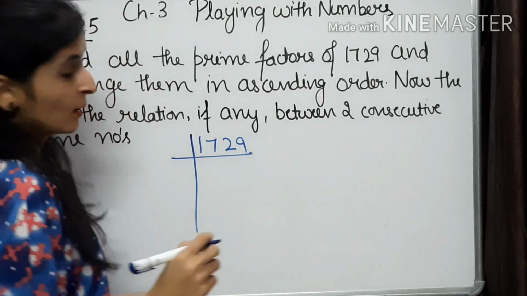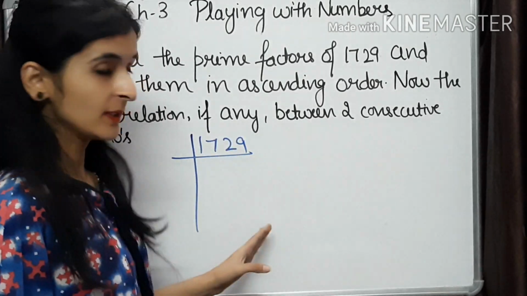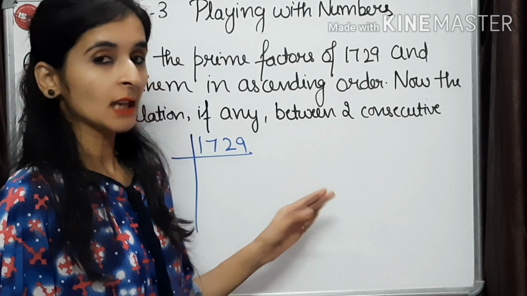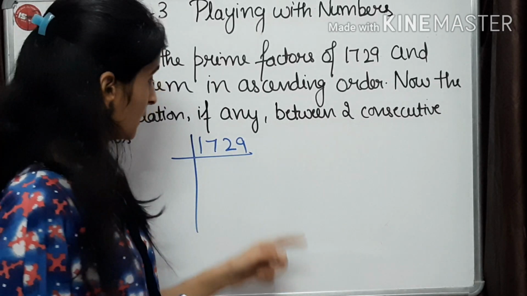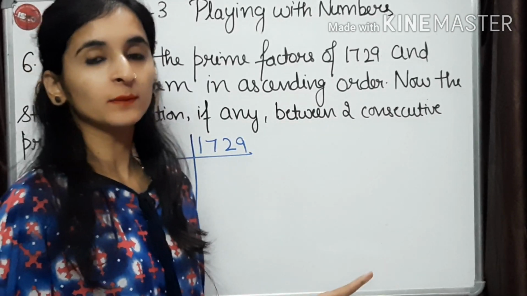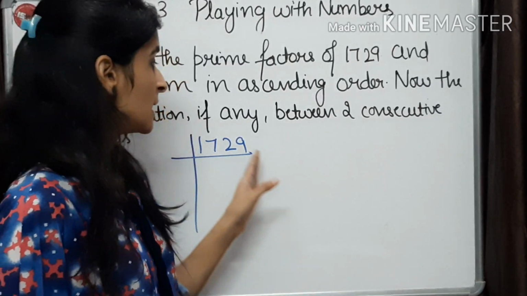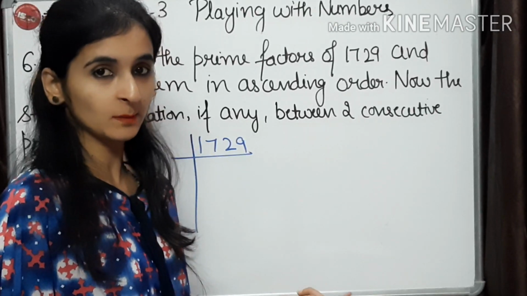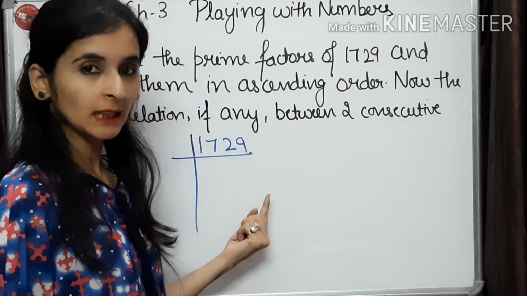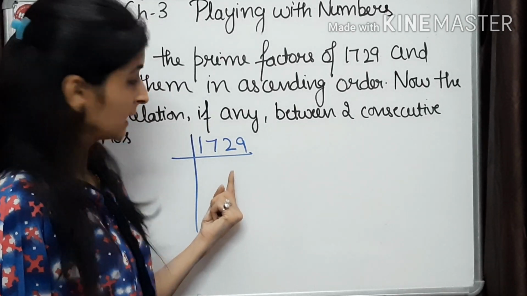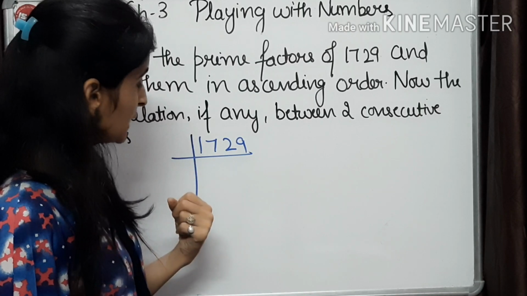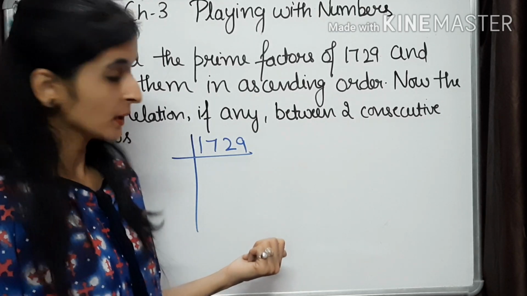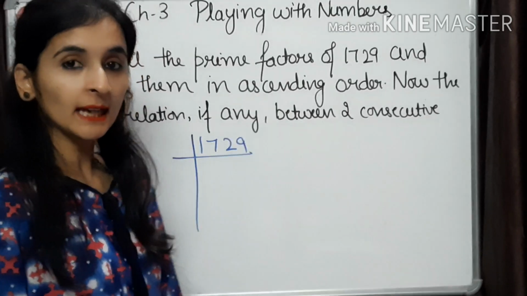1729. Okay, so first of all, as we can see, there is 9 in its ones place, so it is not divisible by 2. Now let's move to 3, the next prime number. What is the divisibility rule of 3? For checking the divisibility by 3, we find the sum of the digits. If the sum is divisible by 3, then the number is divisible by 3. So 9 plus 2 is 11. 11 plus 7 is 18. And 18 plus 1 is 19. So it is not divisible by 3. Okay. So it will be divisible by 7.